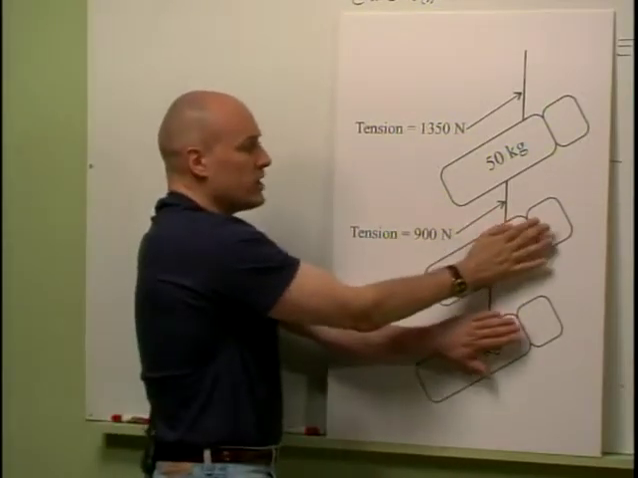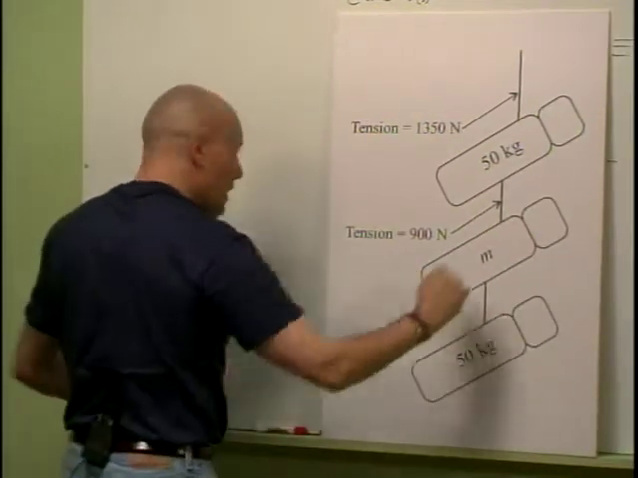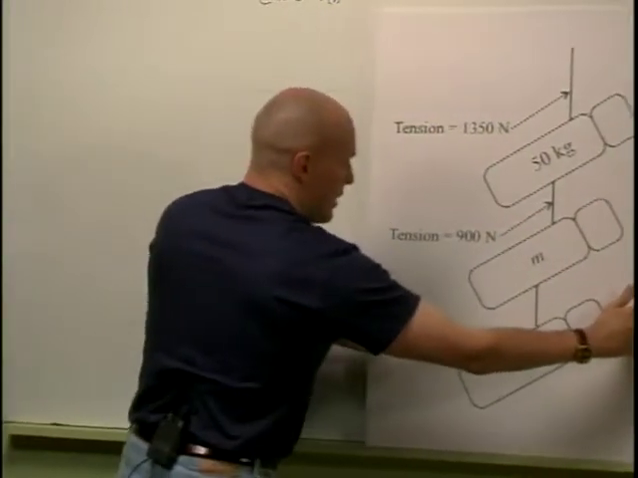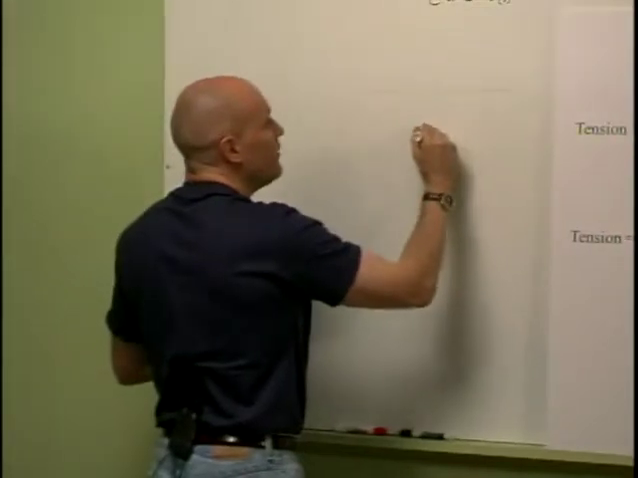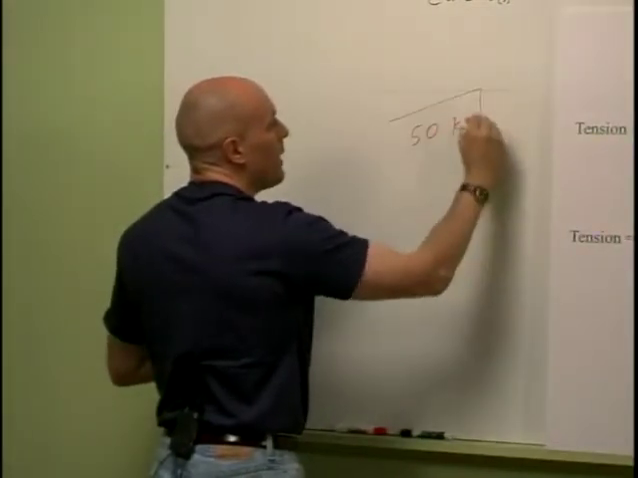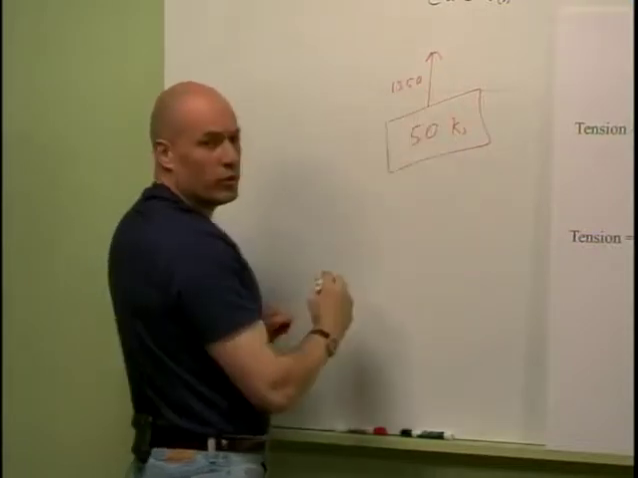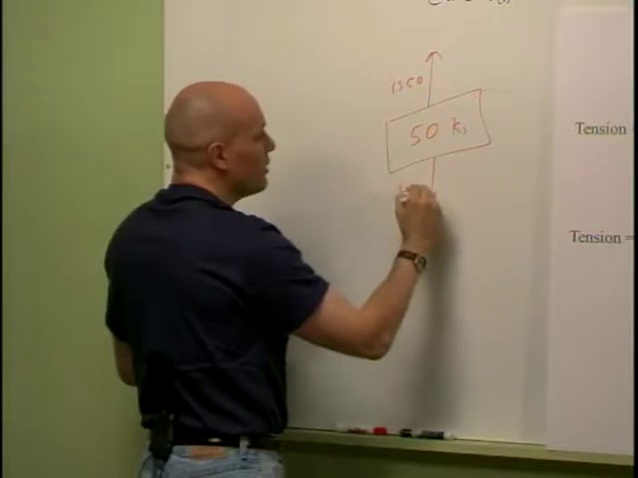Let's ignore this a second, and let's make our system just that section. If our system is just this backpack, we have a 50-kilogram backpack here. Pulling up on that 50-kilogram backpack is 1,350 newtons. Pulling down on that is 900 newtons.